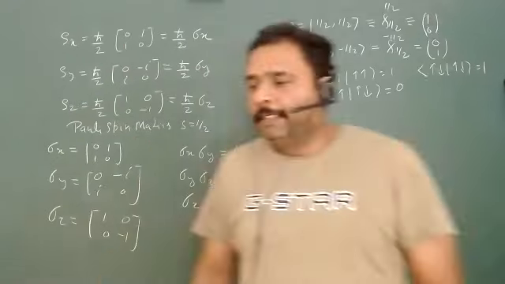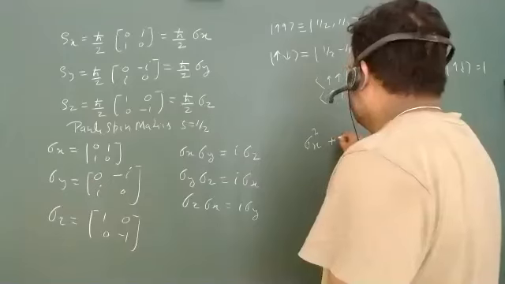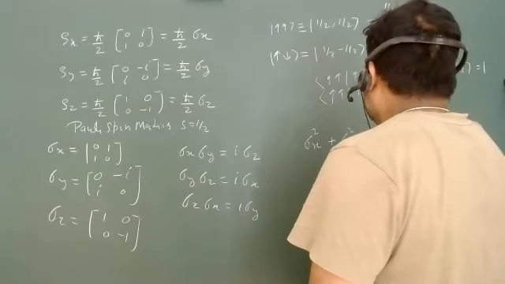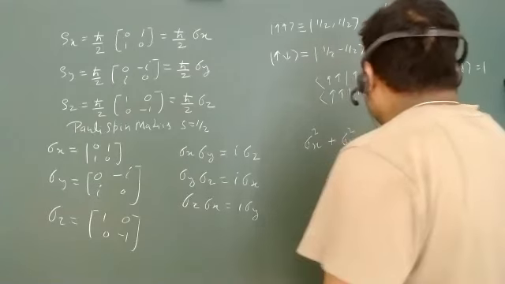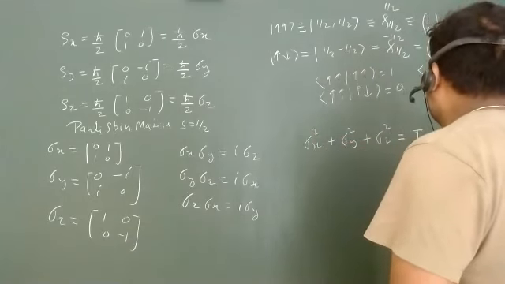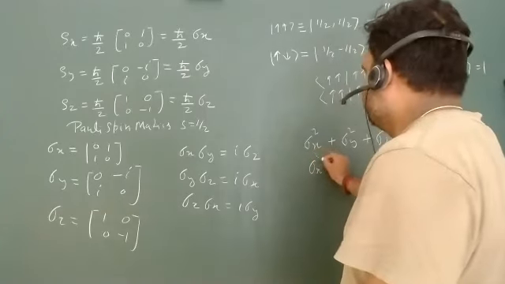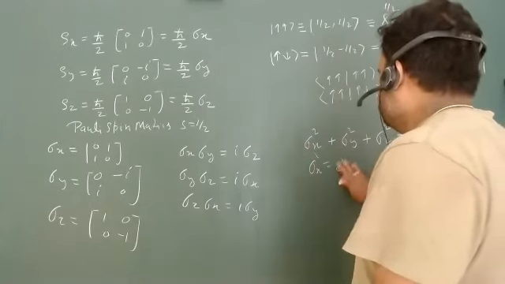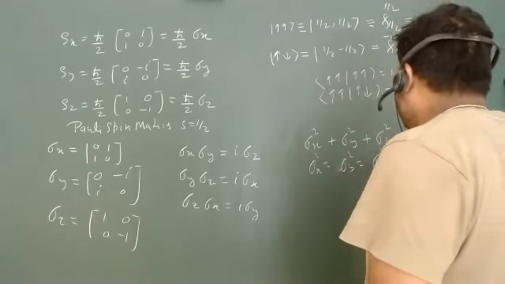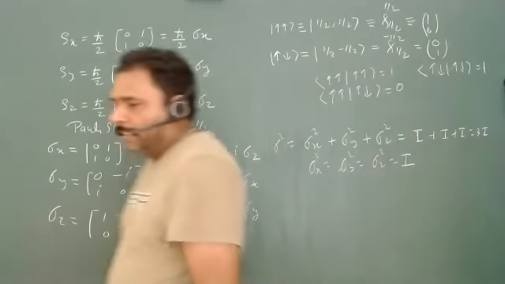The best part of Pauli spin matrices is that sigma x square plus sigma y square plus sigma z square is equal to 3I, since each square is I. So sigma x square is equal to sigma y square is equal to sigma z square is equal to I. This is all about sigma square.